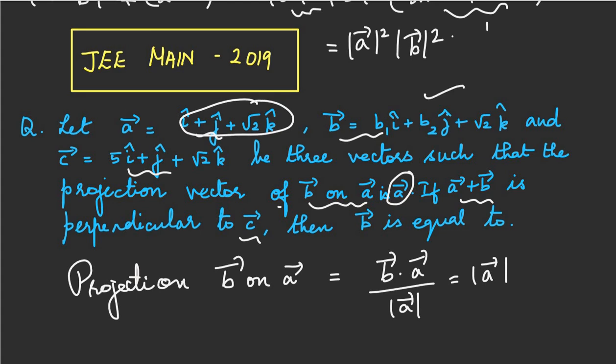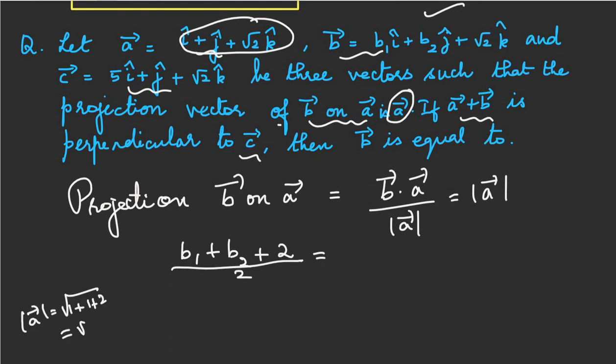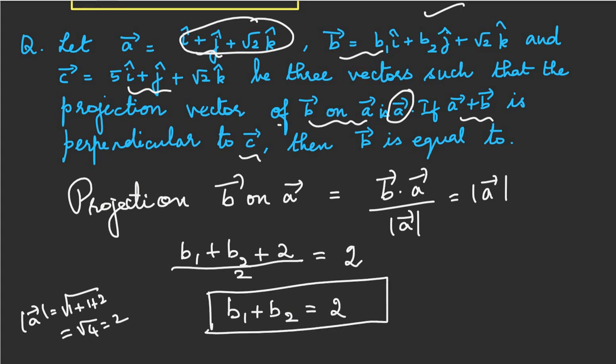So taking the dot product: 1 into B1 is B1, I dot I is 1. Coefficient of J in A vector is 1, coefficient of J in B vector is B2. So 1 into B2 is B2, plus root 2 into root 2 is 2, whole divided by 2, is equal to the modulus of A vector, which is root of 4, which is equal to 2. So the right hand side is equal to 2. So we get B1 plus B2 is equal to 4 minus 2, which is 2. So this is the first equation.